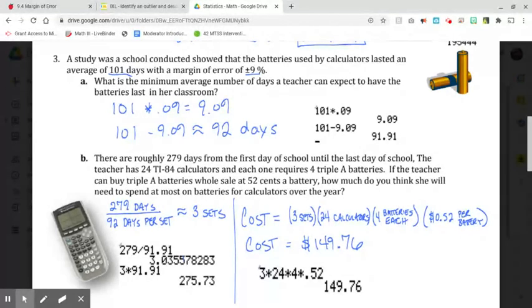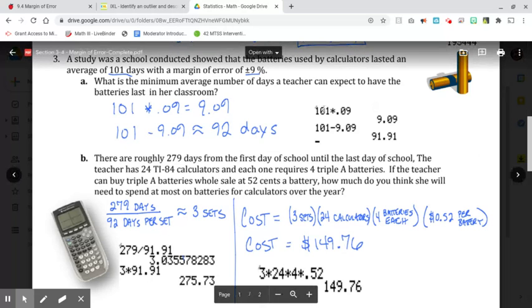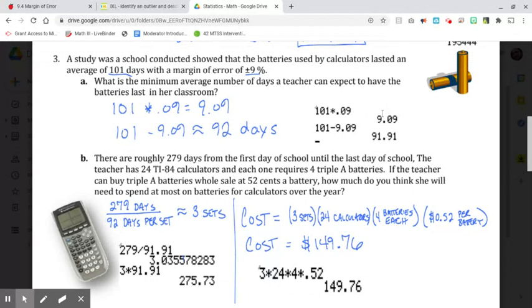So first of all, we have 101 days, and we want to multiply by 9%, which is the margin of error. So times 0.09 gives us 9.09. And you can see I did that in the calculator over here to the right. Then, since we want the minimum number of days, that's our margin of error, 9.09 days, and we're going to subtract it from 101. So 101 minus 9.09 leaves us with 91.91 days, which would be approximately or close to 92 days.